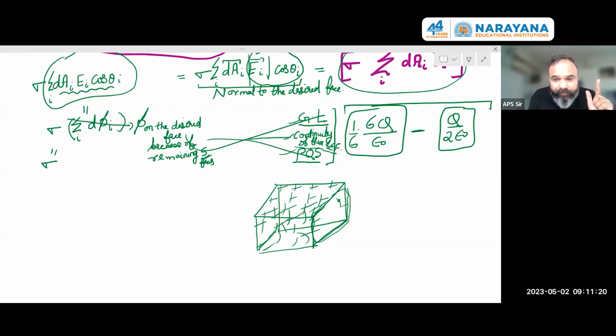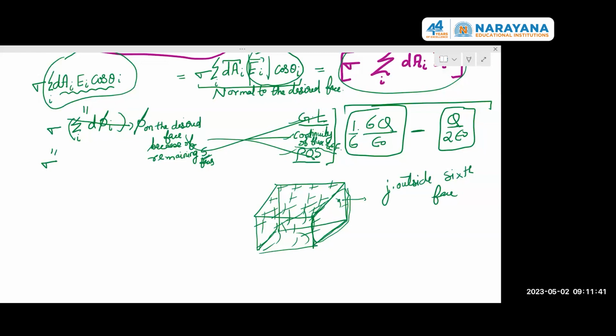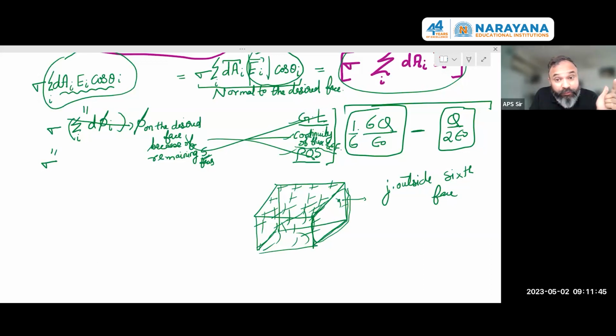Now what I did is, I tried to calculate flux not on the surface. Basically, I'm calculating just outside the 6th phase. I'm calculating the flux, and then I will say whatever is the flux just outside, the same is on the surface, because the field is continuous, hence the flux is continuous.